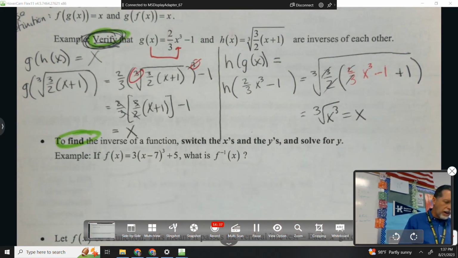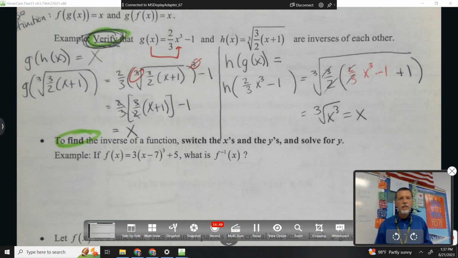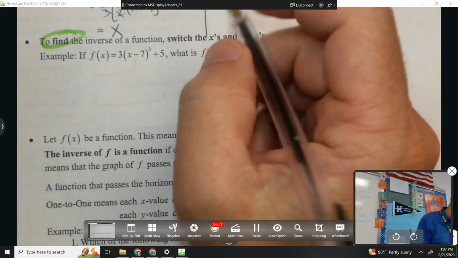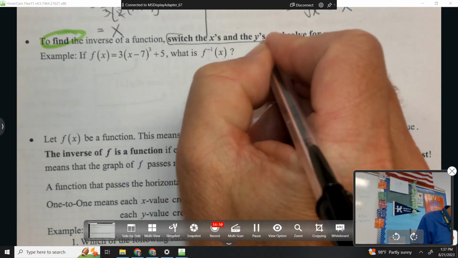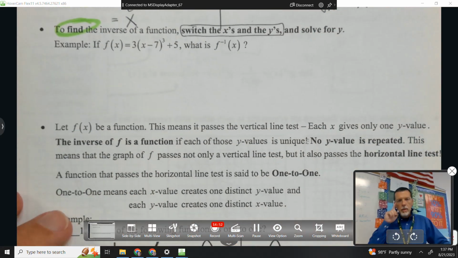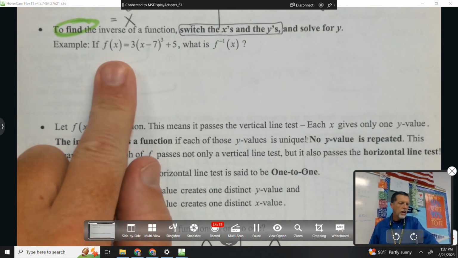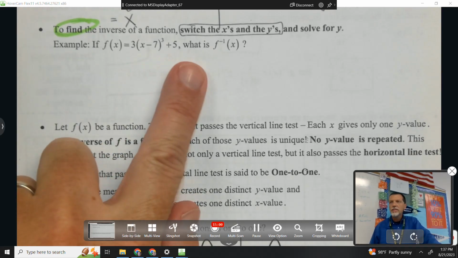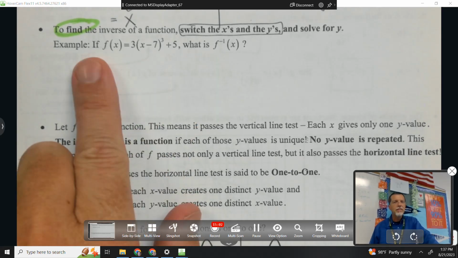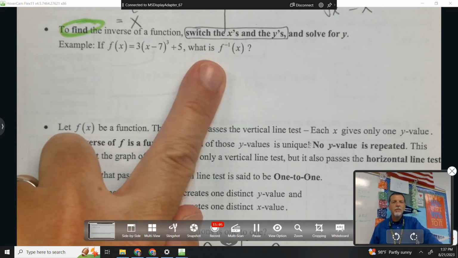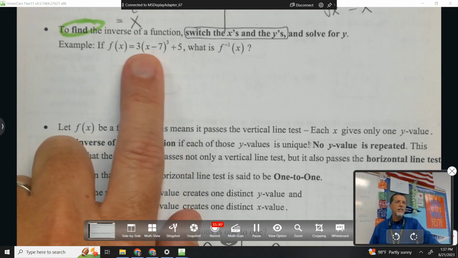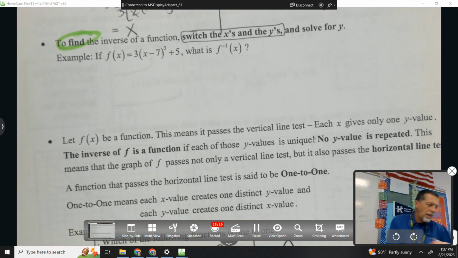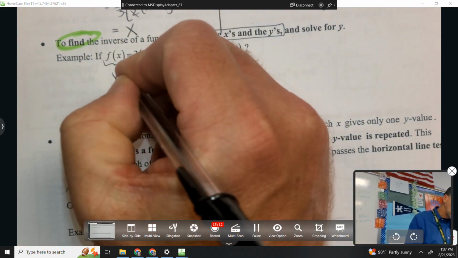The next thing we can do is find an inverse. So instead of giving us two of them and asking if they are inverses or showing that they're inverses, they give us one of them and ask us to find the other. Switch the x's and y's. Except that doesn't have a y in it anywhere, sort of. What do I mean by sort of? Can you just put y in for it? Yeah, y is pretty much the same thing as f of x.